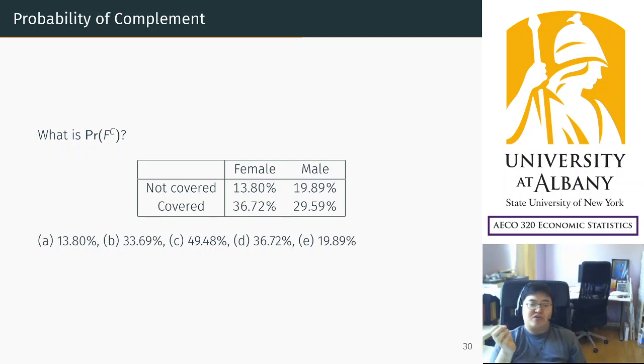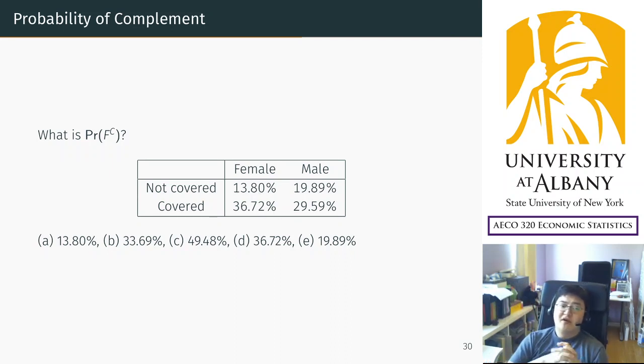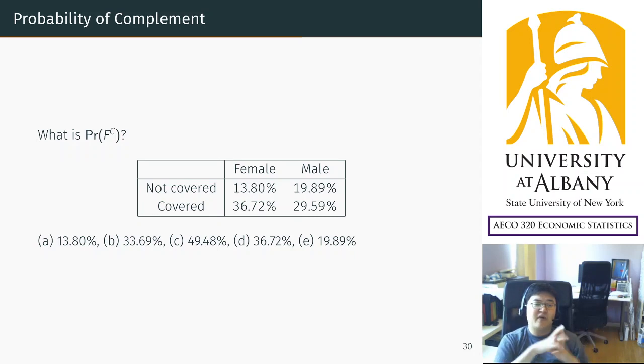So I gave you this question at the end of the last video. What is the probability of F complement? First, remember the principle. The probability of an event is the sum of probabilities for the outcomes included in that event. So you have to first tell which outcomes are included in this event, F complement. First, event F includes these two outcomes. So F complement includes the others, these guys.